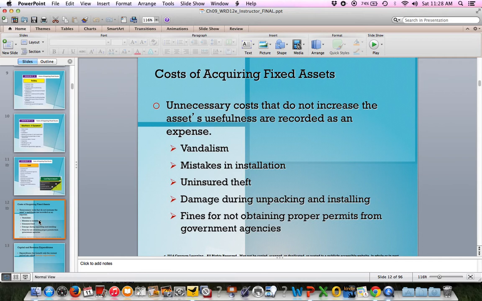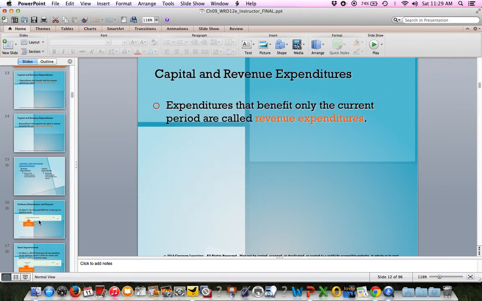Okay, so vandalism, let's just say somebody vandalized a fence or a building, spray painted it, whatever. I might have some insurance proceeds to help me out, but just the cost of putting it all back together again is just simply going to be an expense. Mistakes in installation, theft, that's not insured. Maybe we have a deductible, that'd be an expense. Damage during packing, unpacking, installing. Any government fines because we didn't get the right permits. All those things would be a part of expenses.